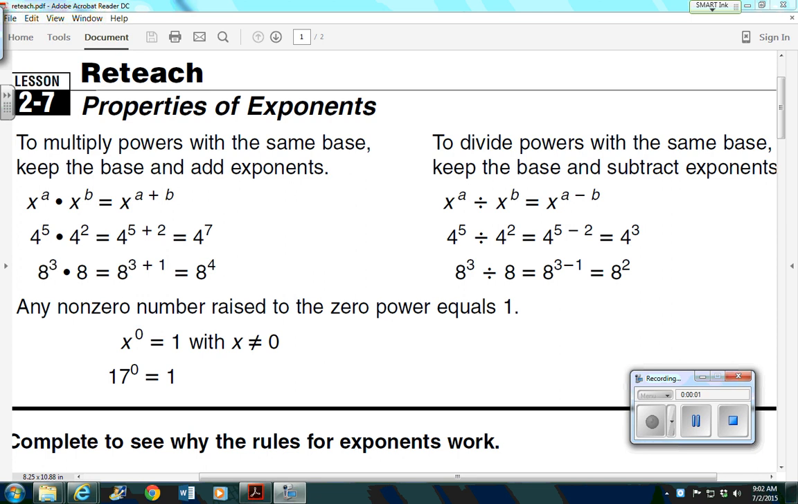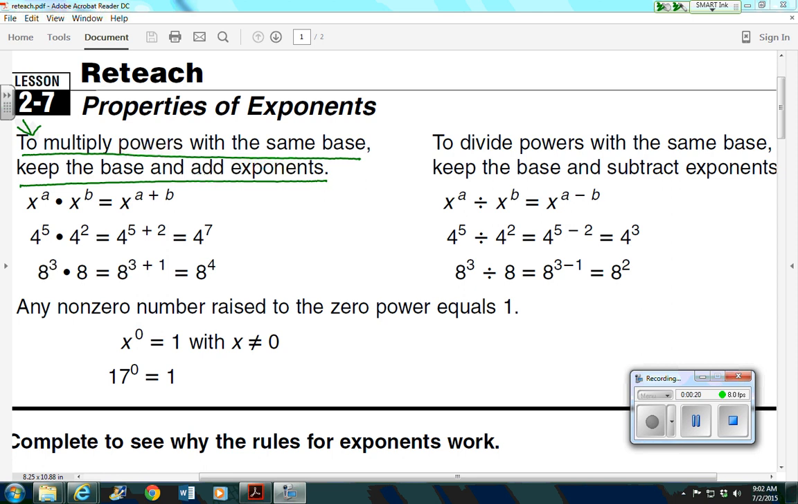This lesson is called Properties of Exponents, and this box right here is probably going to confuse you a little bit, but I'll try to make it clear as we go. Okay, we've got a couple of rules here. It says to multiply powers with the same base, keep the base, and add the exponents.